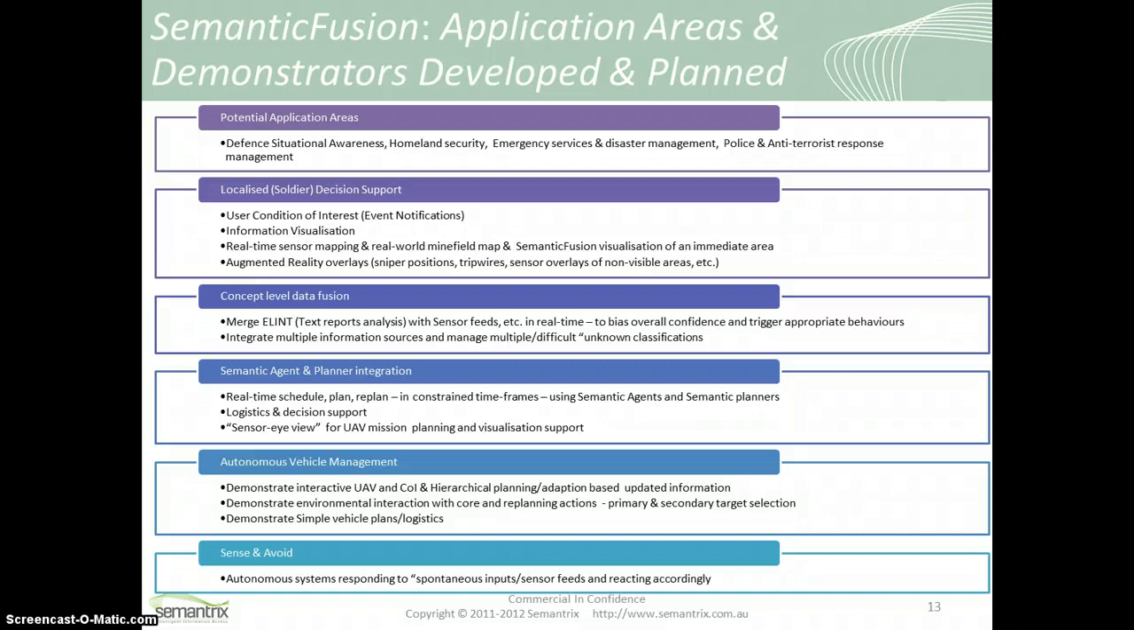We have some demonstrations. Sense and avoid, again, smart sense and avoids using other information other than just the vehicle sensors. We may know that a commercial air flight is due in an area at a time and integrate that into our mission planning and path planning software.